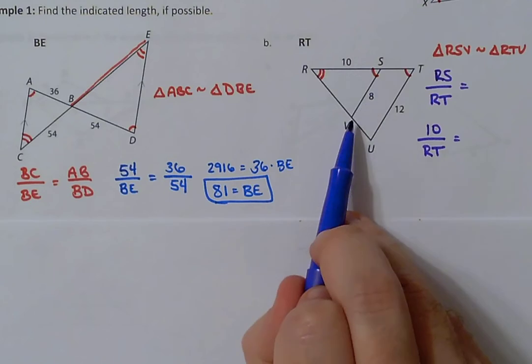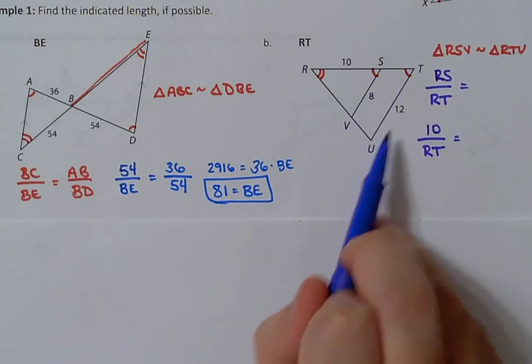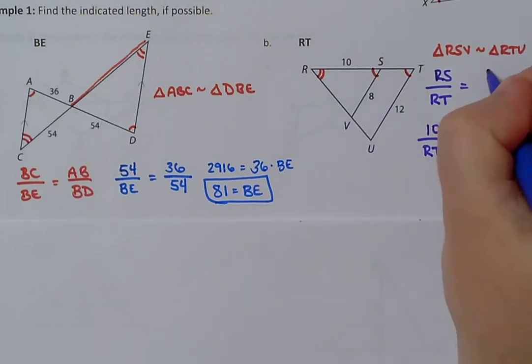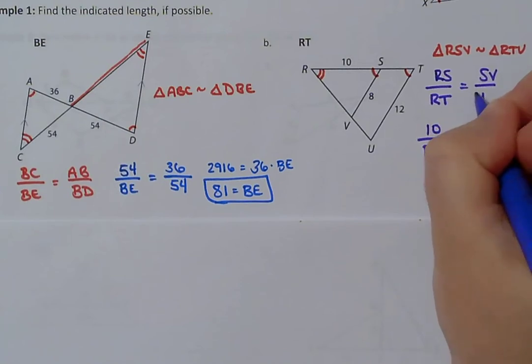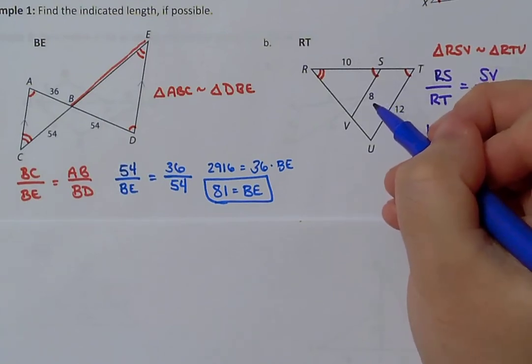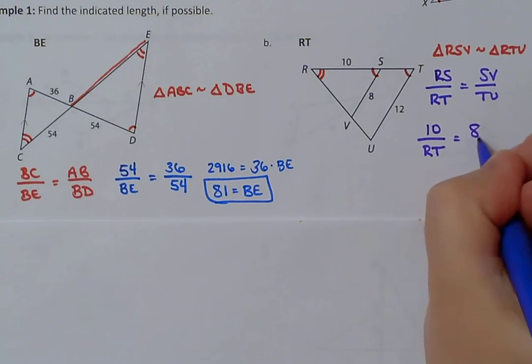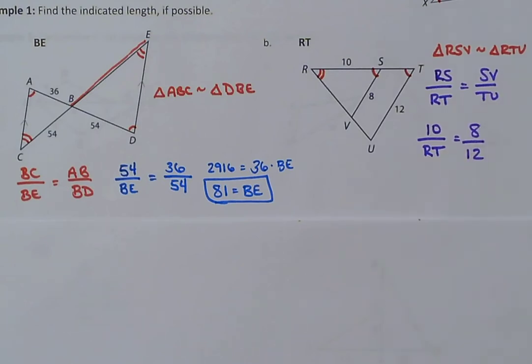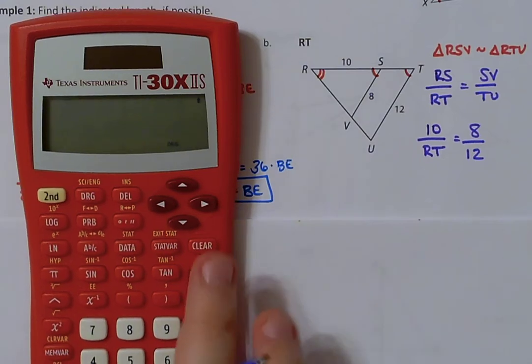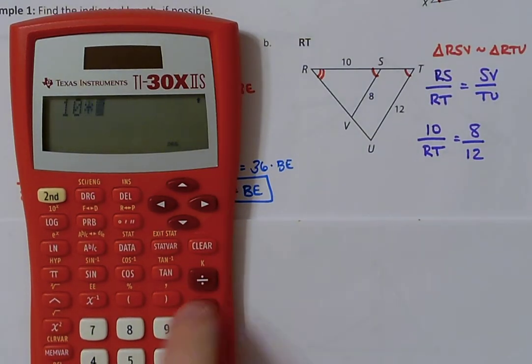They tell us that SV is 8 and TU is 12. So we're going to do SV over TU. So it's going to be 8 over 12. So now that I have 10 over RT equals 8 over 12, all we need to do here is cross multiply and solve. So if we use our calculator, if we do 10 times 12, we're going to end up with 120.